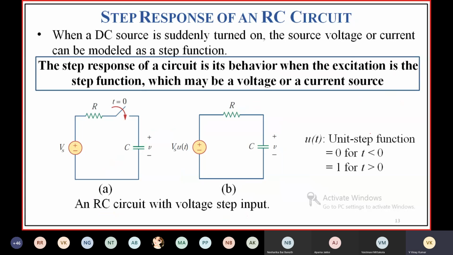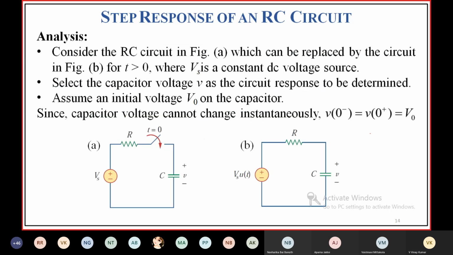This is another way of solving. The step response of a circuit is its behavior when the excitation is the step function, which may be a voltage or a current source. Here, an RC circuit with voltage step input. V of 0 minus is equal to V of 0 plus, because the voltage across a capacitor cannot change.